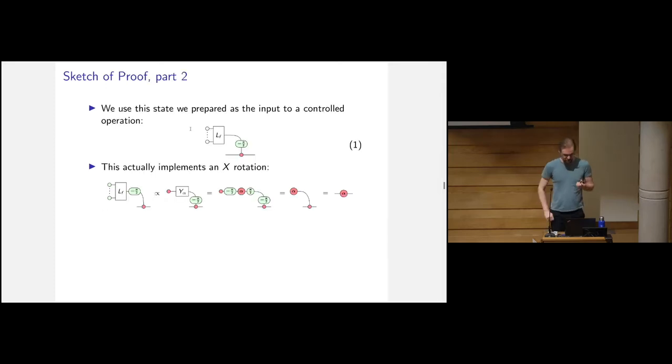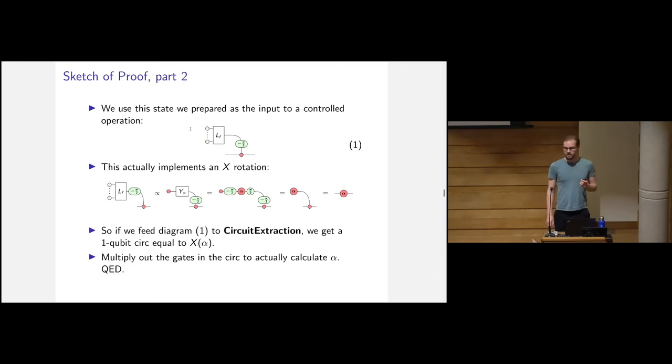Okay. And now what we do is we use this state we prepared, which can be represented as some small ZX diagram, as the input to a controlled operation. This is like a controlled iX operation. And we can verify with a simple ZX calculation that this entire diagram is now equal to an X rotation, where again, this alpha is uniquely determined by the number of solutions. So this means that if we feed this diagram to a circuit extraction oracle, right, because we know it's unitary, we know it's an X rotation, it will spit out the circuit.